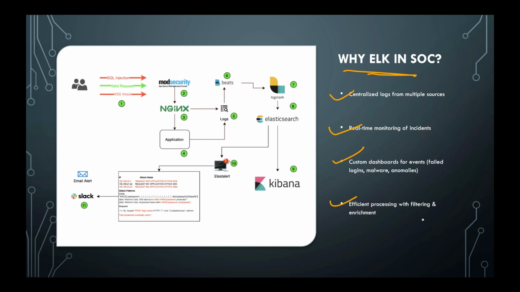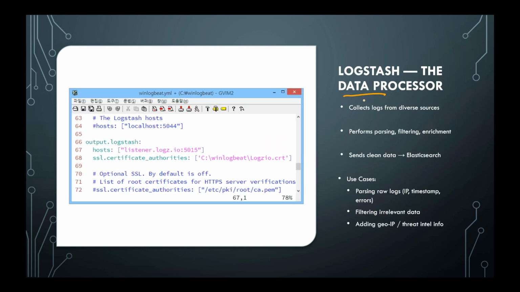So let's take a look at how this all works together in a real SOC world. Here you can see Logstash collecting data from multiple data sources, various attacks, Nginx, application servers, and then using Beats, the data is sent to Logstash, and Logstash enriches the data into Elasticsearch. Elasticsearch alerts on the suspicious activities, and with Kibana you can create dashboards, and here you can see the attack details.